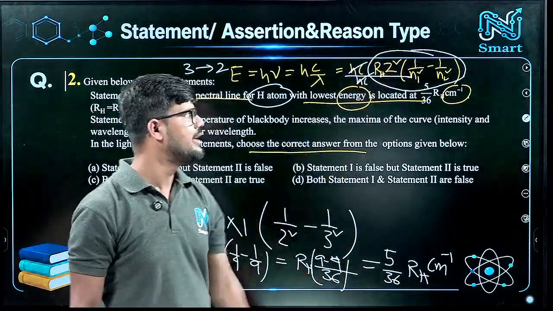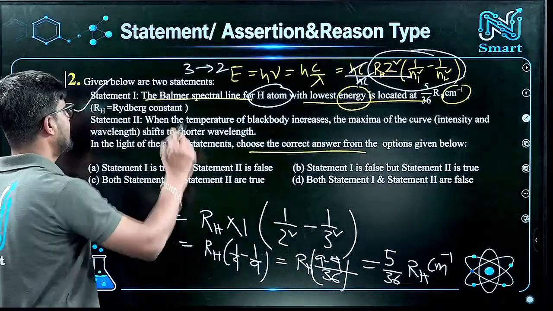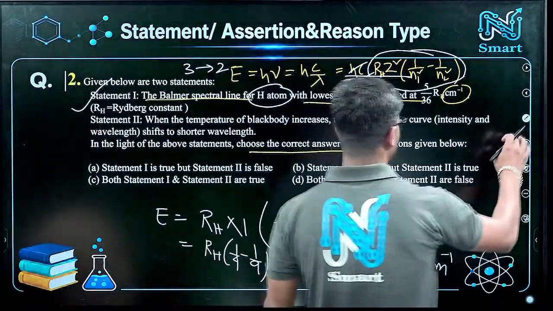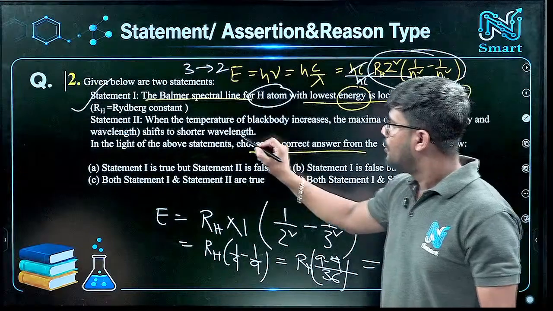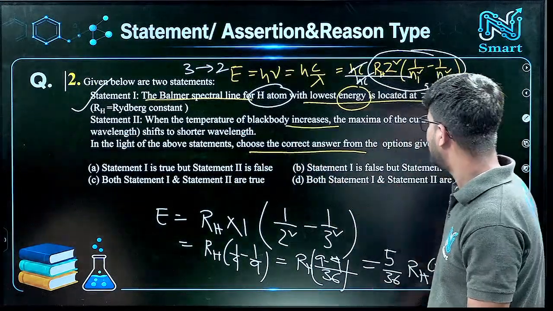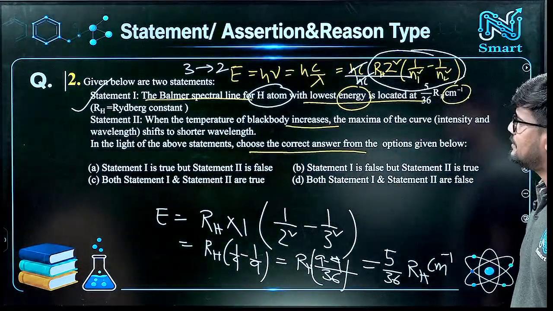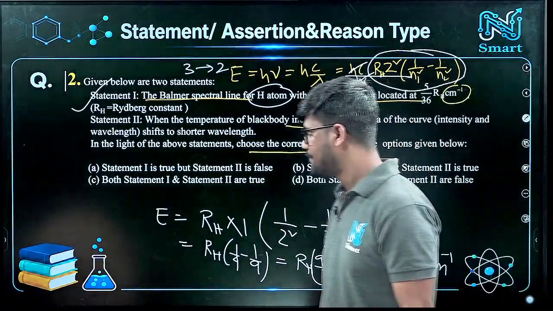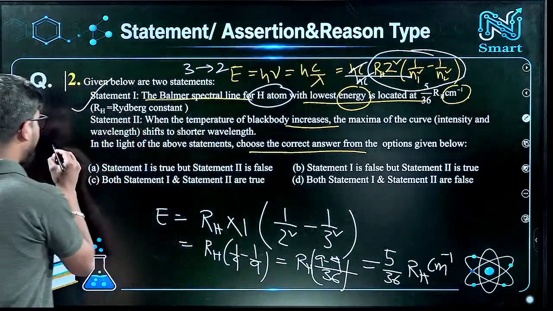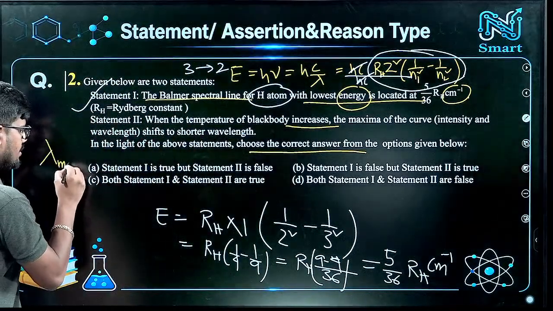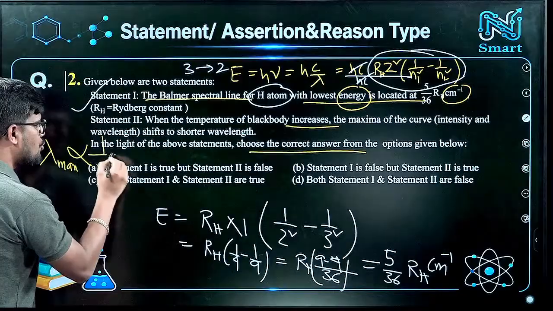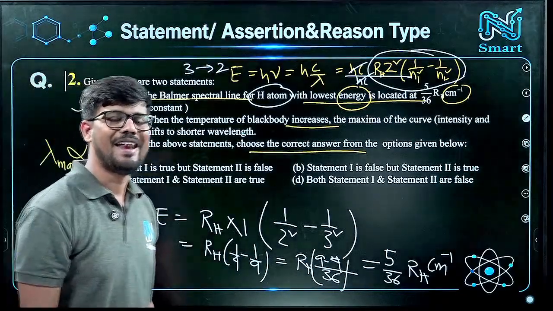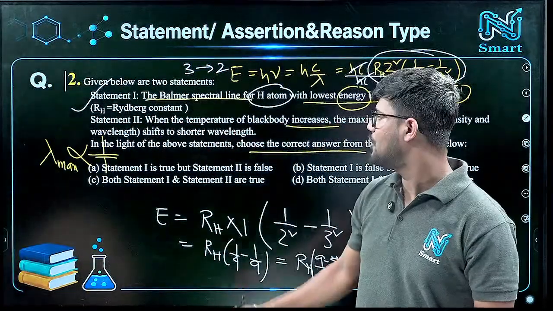So the unit will be centimeter inverse. So the first statement is correct. Now the second statement: when the temperature of a black body increases, the maxima of the curve shifts to shorter wavelength. Yes. Here in black body radiation, lambda max is inversely proportional to temperature.